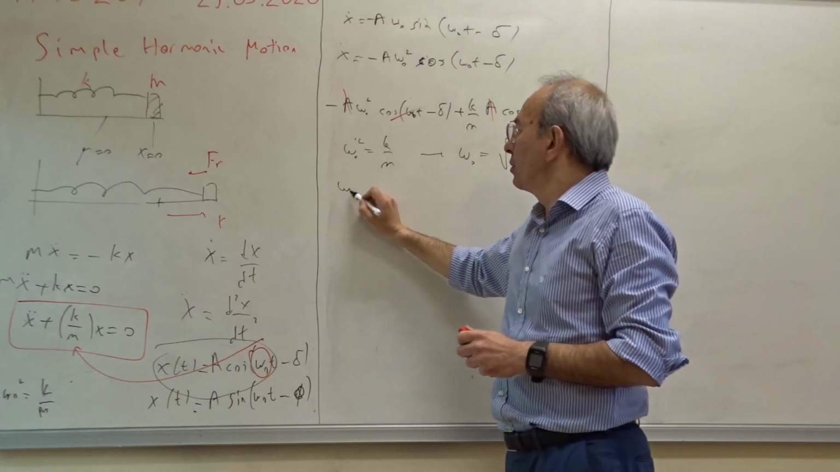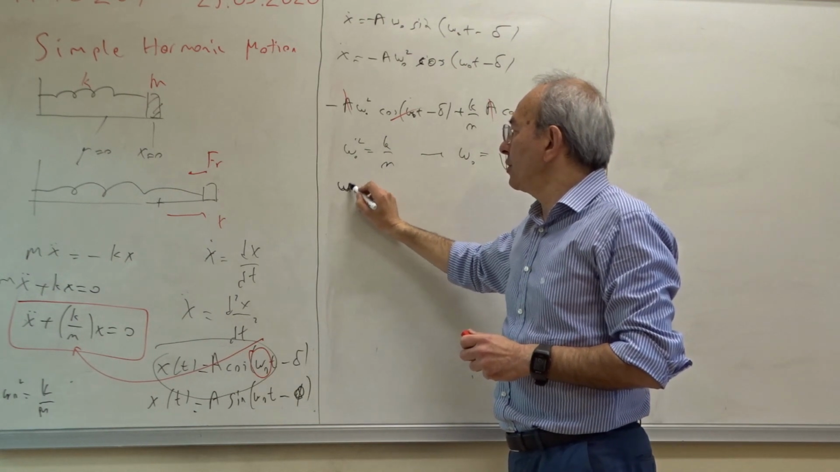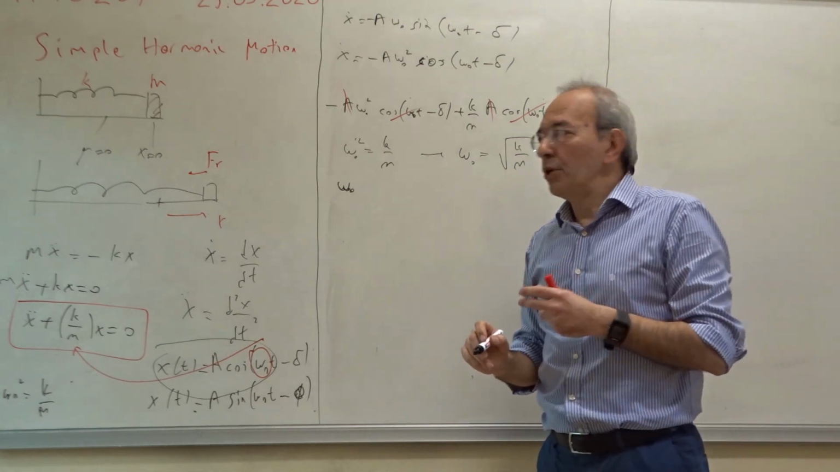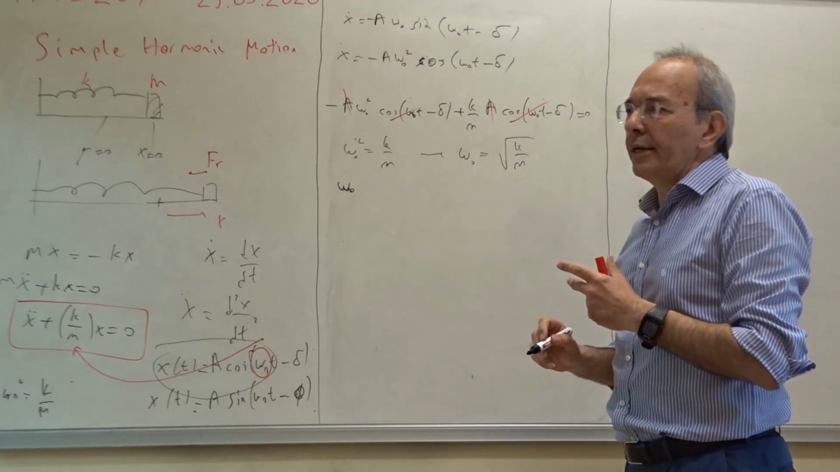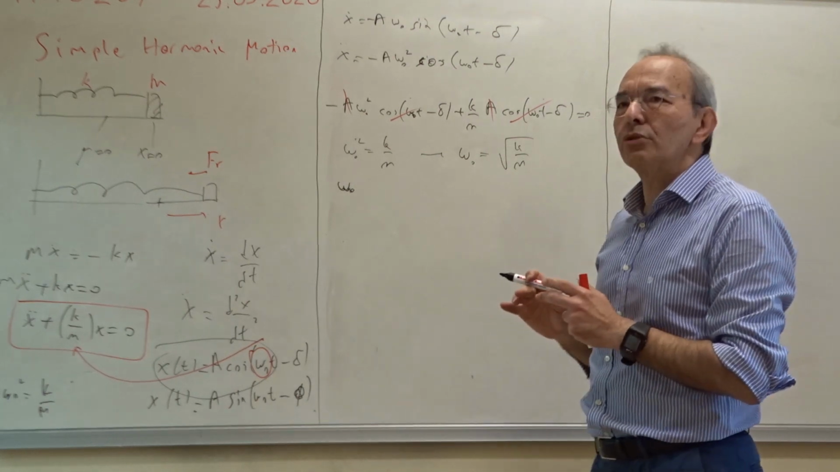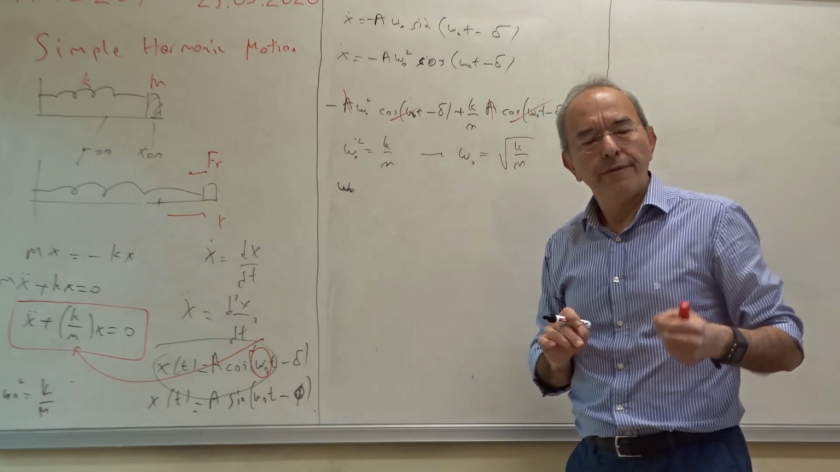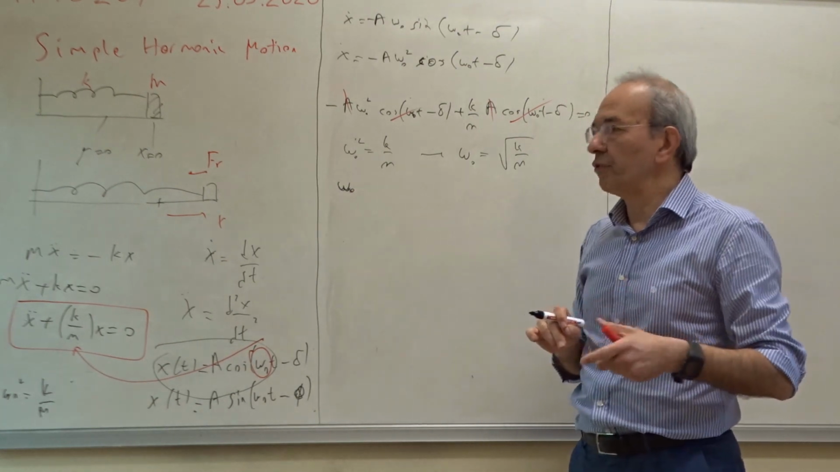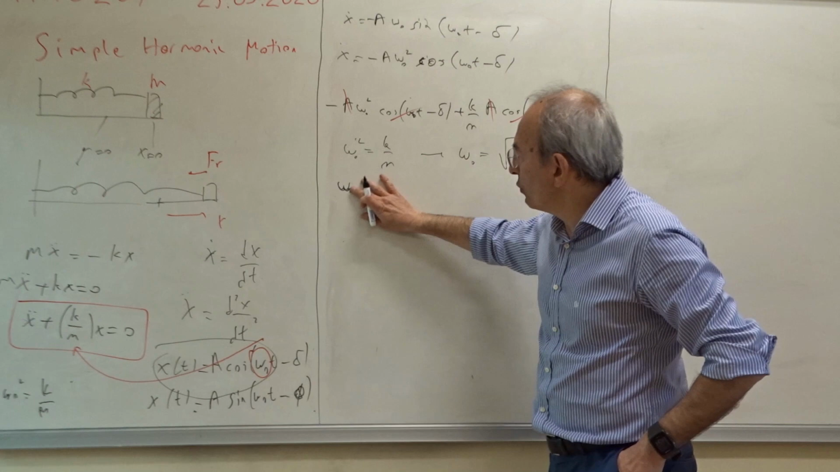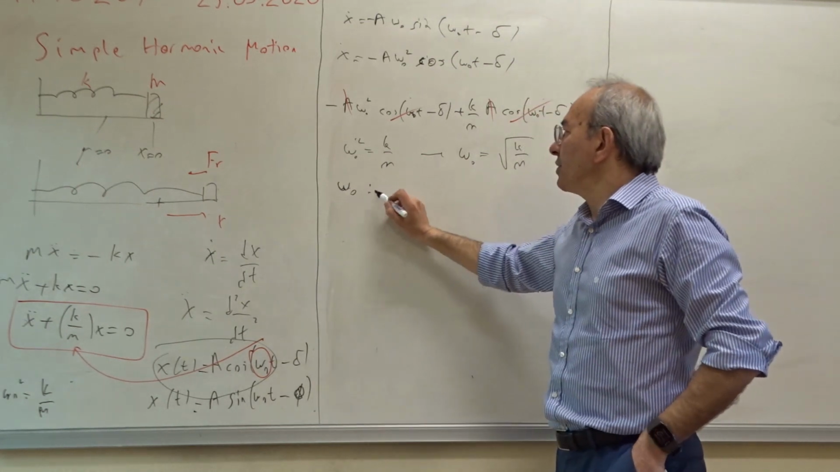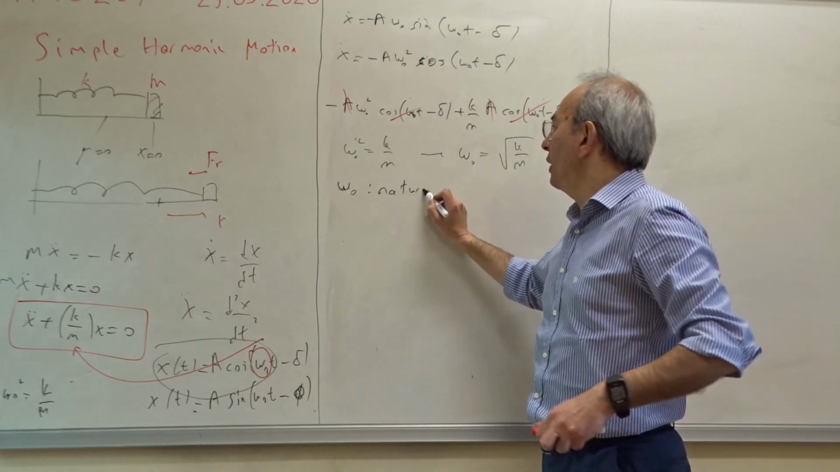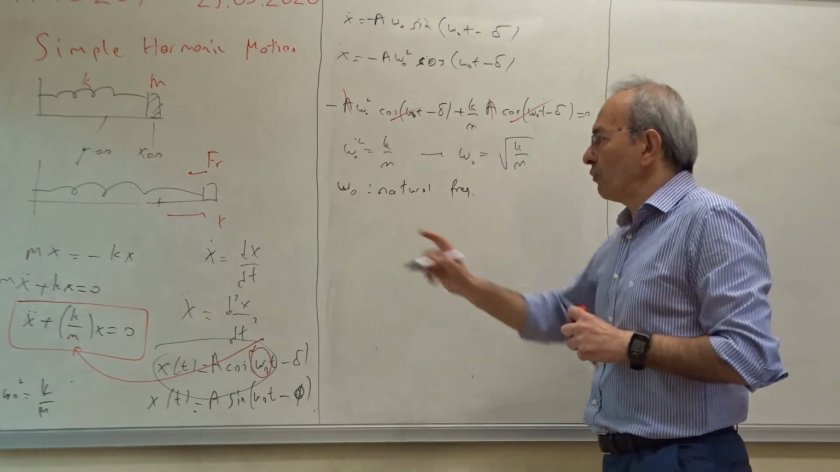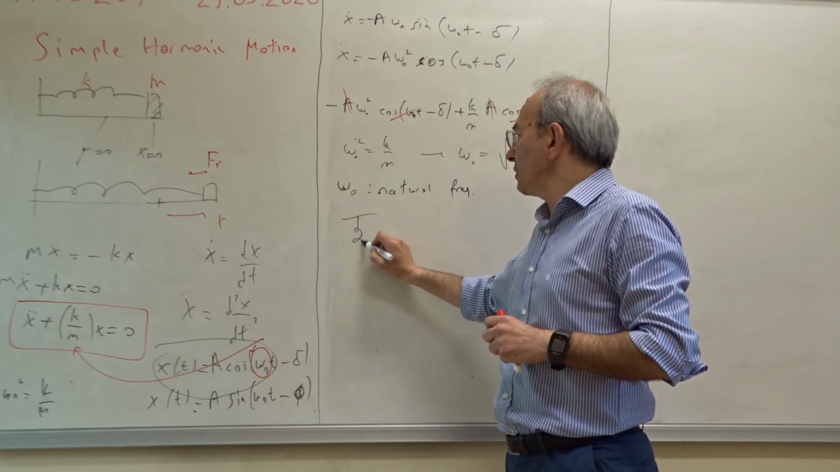Omega 0. I insist on writing this omega with the index 0, because it is not just an omega. In such calculations, omegas are generally used for the external oscillations, the driven frequency of driven oscillations. However, if you write this 0 as the index, this is the natural frequency of the oscillations.